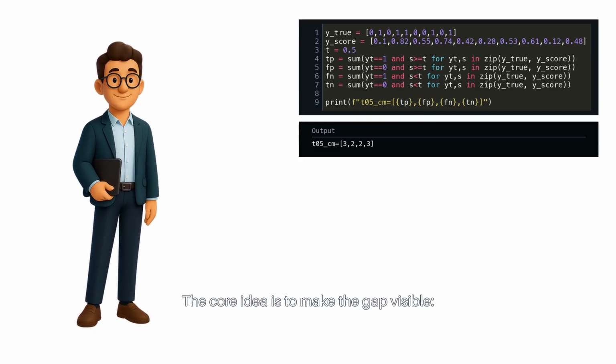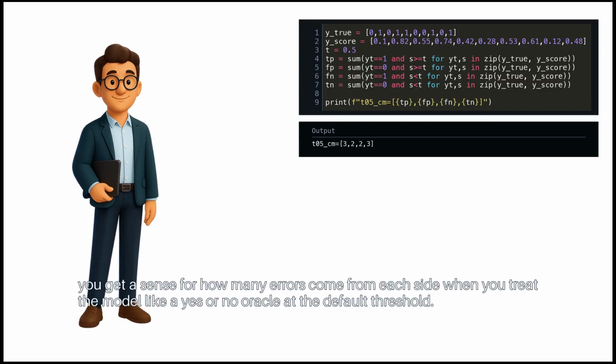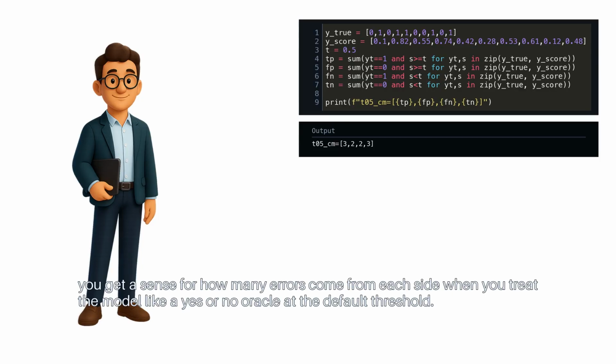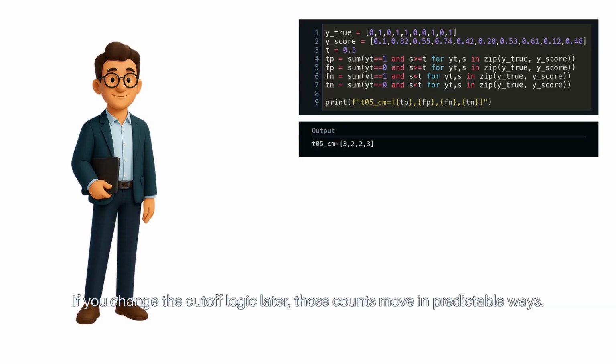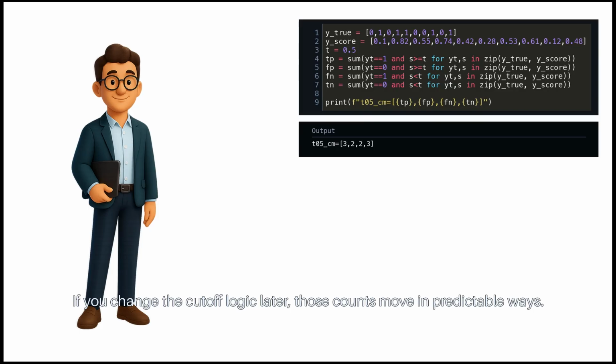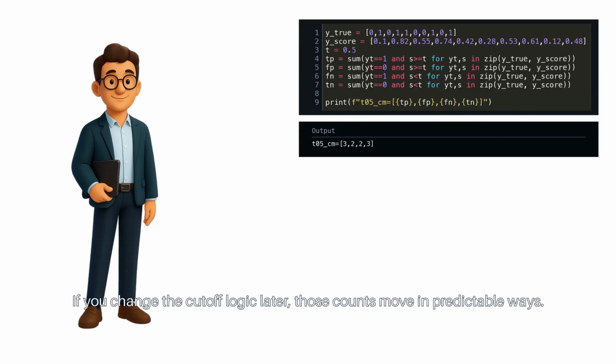The core idea is to make the gap visible. You get a sense for how many errors come from each side when you treat the model like a yes or no oracle at the default threshold. If you change the cutoff logic later, those counts move in predictable ways.